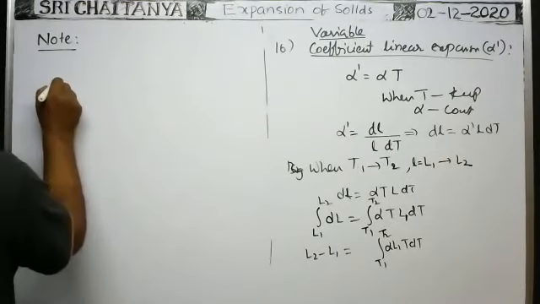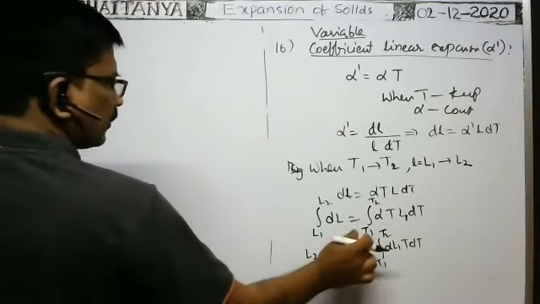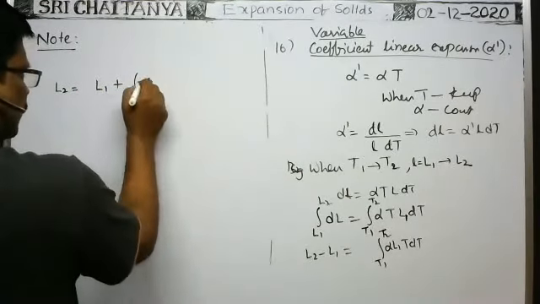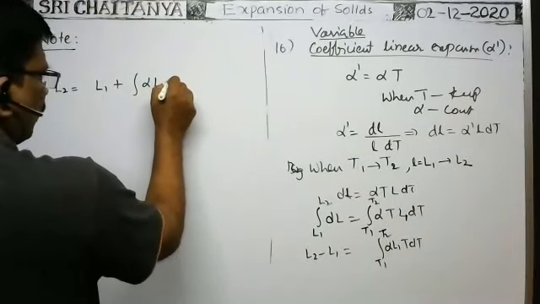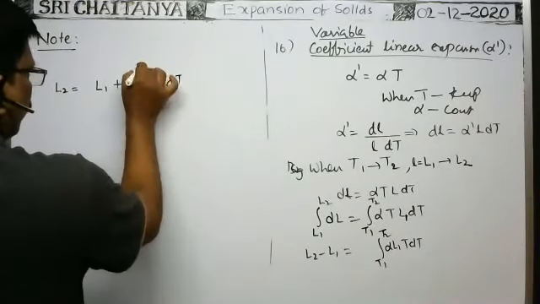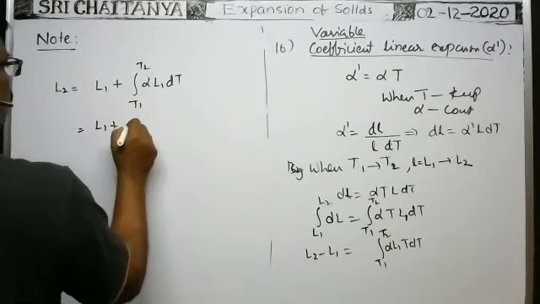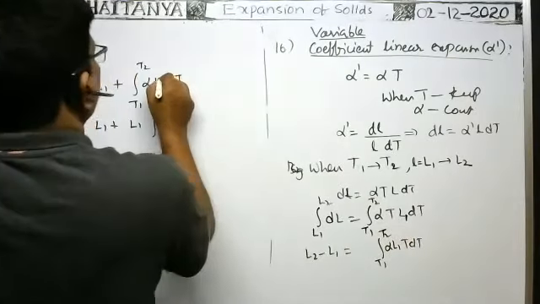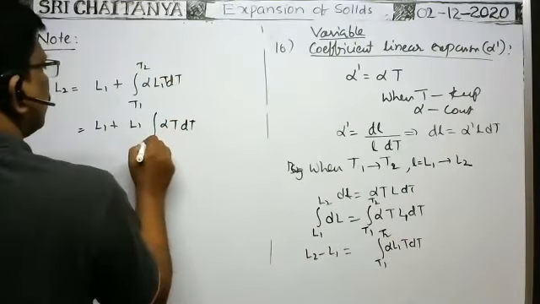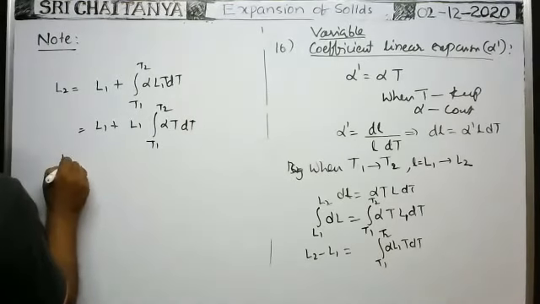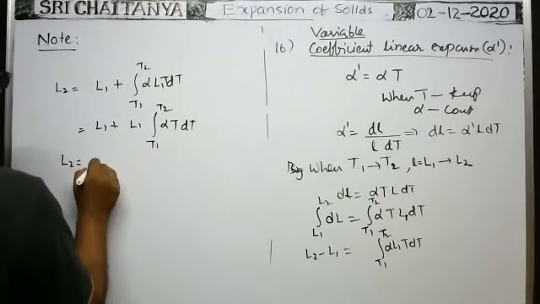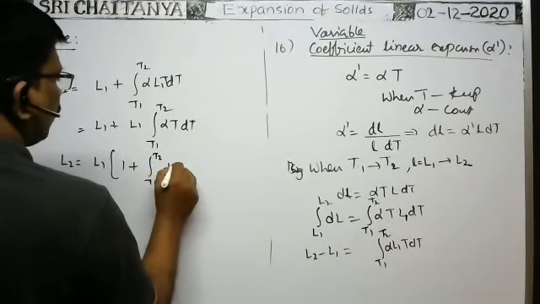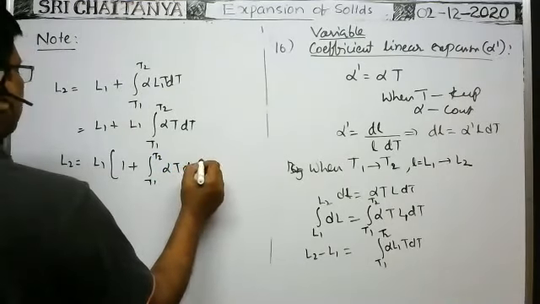From this formula, L2 is equal to L1 plus the integral of alpha L1 dt. L1 is constant, and alpha is also constant, so we can write alpha L1 dt, limits T1 to T2. So L1 plus alpha L1 outside, integral of alpha T dt, limits T1 to T2. Therefore, the final length of the rod at temperature T2 becomes L1 times 1 plus the integral from T1 to T2 of alpha T dt.